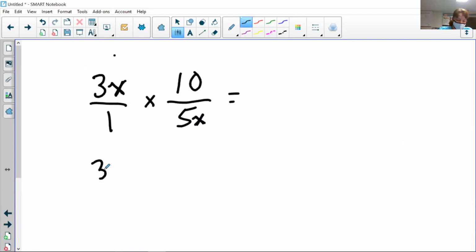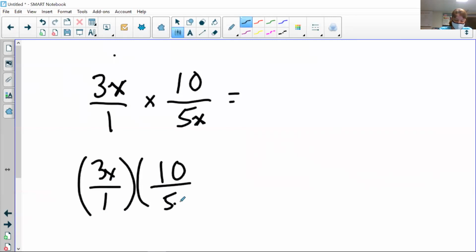Okay, if some of you maybe, because you don't see a lot of times signs anymore, it could also look like this. Okay, so what we're doing is we're taking 2 fractions, 3x over 1, x being a variable in this case, times the fraction 10 over 5x, equals. So we would want to solve this. So basically, we want to figure out what we do mathematically here and then simplify it.